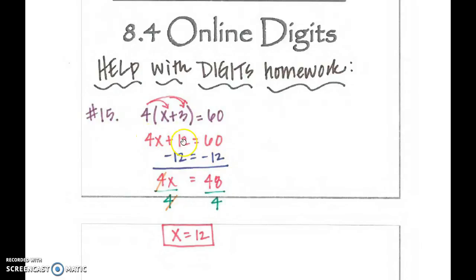Now remember, I can't combine these two together right here because one has an x on it and the other one doesn't. So I've got to get this 12 to the other side with the other numbers. Subtract 12 from both sides. The 12s cancel. We're left with 4x equals 48. Divide each side by 4. 48 divided by 4 is 12.